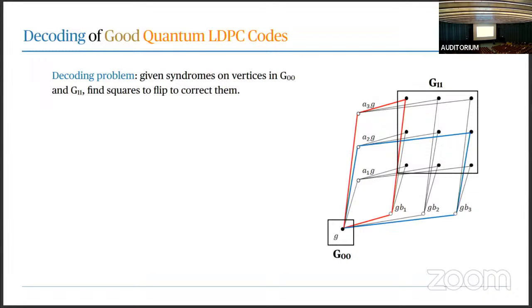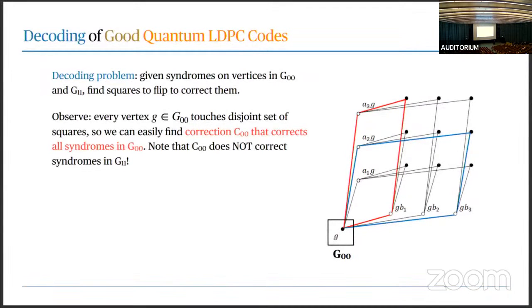You are going to see a bunch of syndromes. Some errors are going to happen. You don't know where the errors are, and you're going to see a bunch of syndromes. Where are the syndromes? The syndromes are on the vertices in G00 and G11. These are the X checks, or the X checks live on the local neighborhood of these vertices. And the decoding problem is that you now need to find qubits, which are these squares, to flip to correct these syndromes.